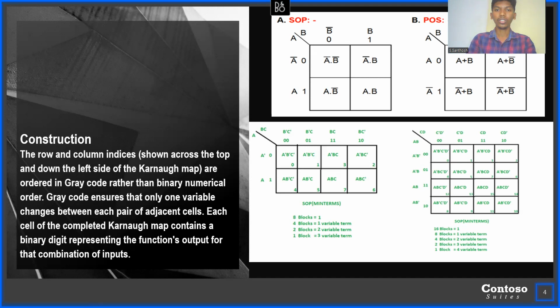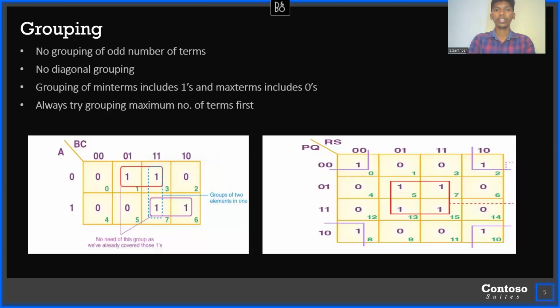So now let's go for grouping. Grouping can be done in different ways. That is, either you just group a single value, or else two, that is a pair, or four, a quad, and then eight goes for octet, and more than that also, that is 16.